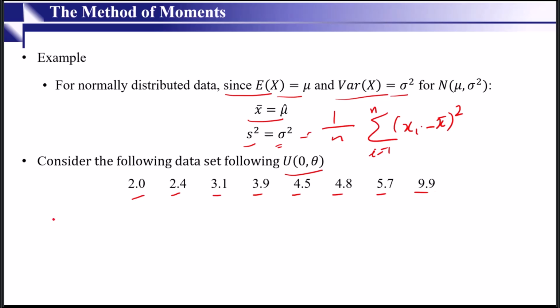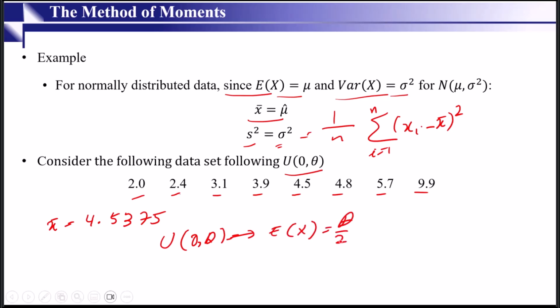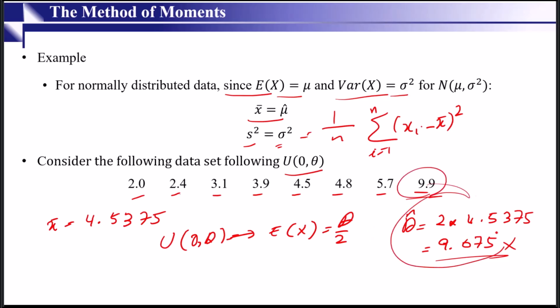We find the average, right? The average of the sample is equal to the sum of all divided by the number, right? 1, 2, 3, 4, 5, 6, 7, 8. Then we can find it as 4.5375, the sum of them together divided by 8. We know that the expectation of uniform distribution U of 0 and theta, E of x, is theta divided by 2, right? Then our theta hat is equal to 2 multiplied by 4.5375, which is equal to 9.075, right? This is a big problem here because one of the data observations, 9.9, is greater than this one.